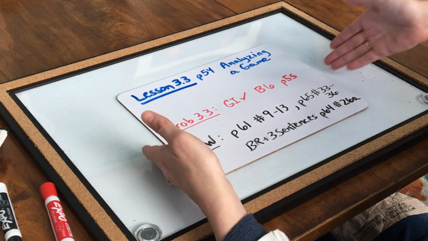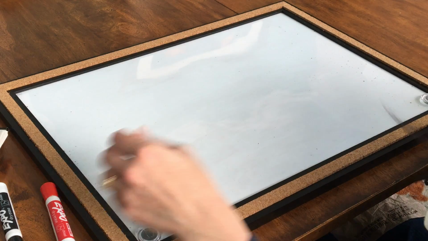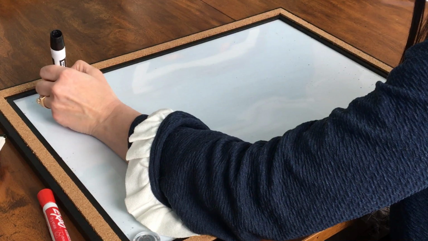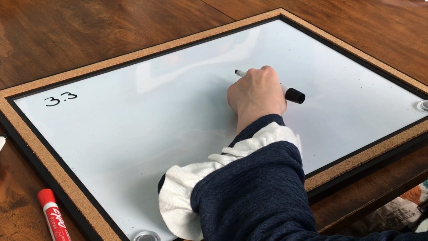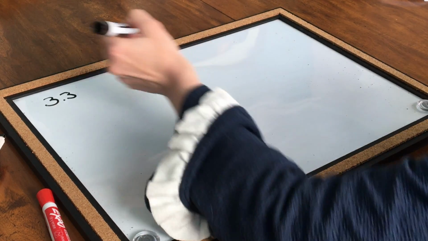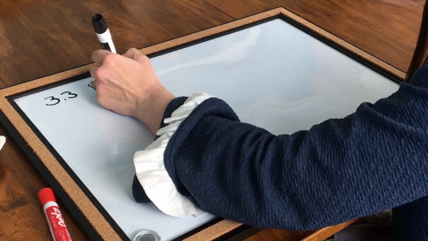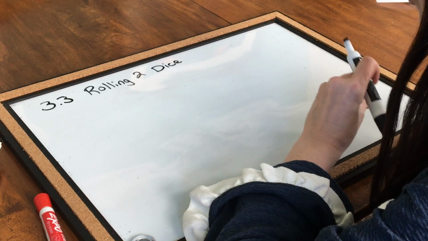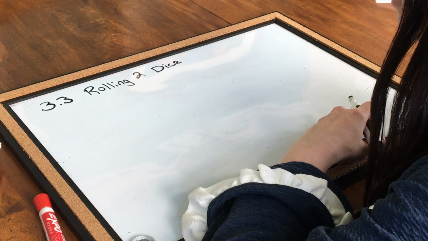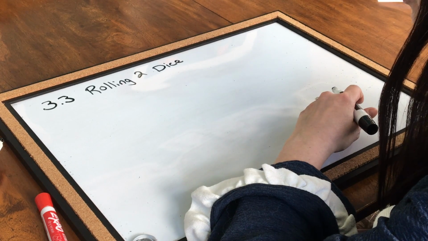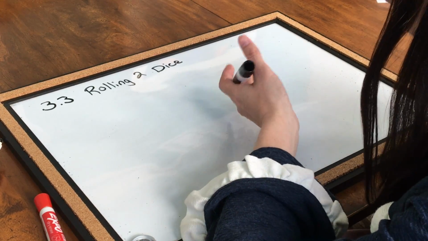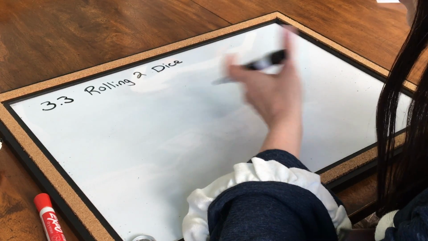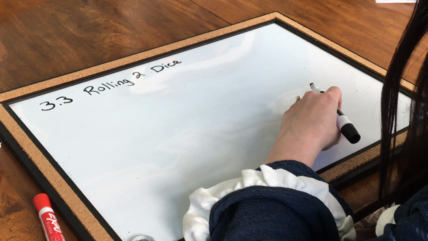All right, so let's get started. Today we're working on 3.3, and this is going to ask us to analyze a game using dice rolls. We are going to be rolling 2 dice. So the first thing is, when we roll 2 dice, how do we find the number of outcomes? Well, we could do a sample space, or we know that if we roll 2 dice, we can multiply the number of outcomes on each dice together, and that will give us the total outcomes.